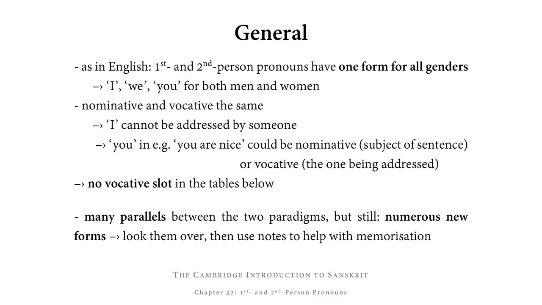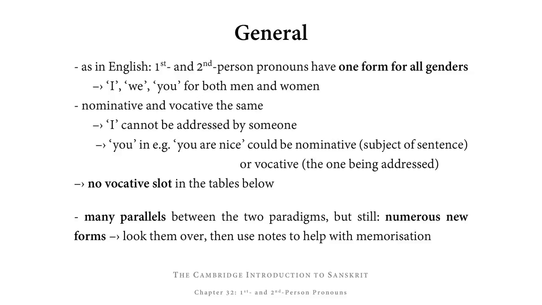Contrast this with third-person pronouns, where both Sanskrit and English do distinguish between the three genders, between masculine, feminine, and neuter. And so, for example, in English, anyone that is masculine would be referred to as he, anyone who's feminine would be referred to as she, and anything that's neuter would be referred to as it.